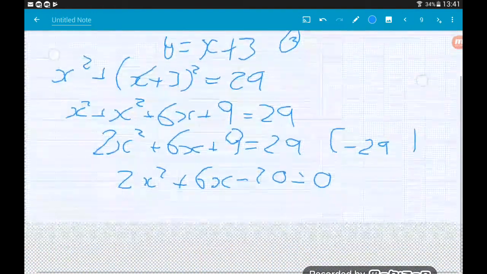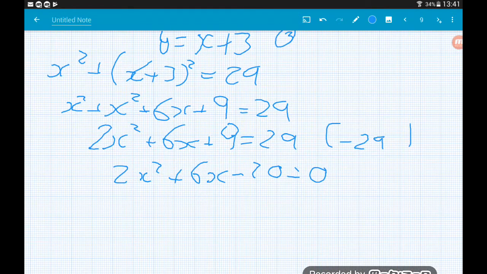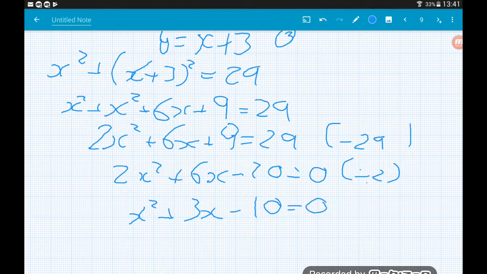Now as it stands, that doesn't really look that nice. However, when you get to this point, do check if you can do anything to make life a little bit easier for yourself. So to do that, we'd want to know here, do we have a common factor running through? And in fact, yes we do. Everything is even here, so that means we've got a common factor of 2, and a 0 on the right hand side. So we can divide that 2 away, making our life much simpler. So if we divide everything by 2, we're going to be left with x squared plus 3x minus 10, and that's going to equal 0.